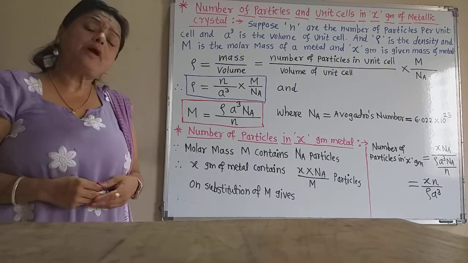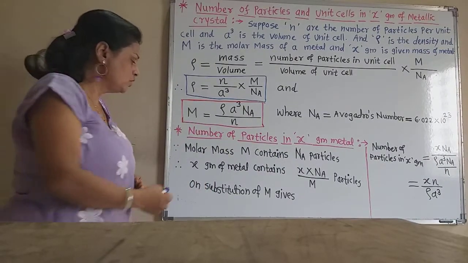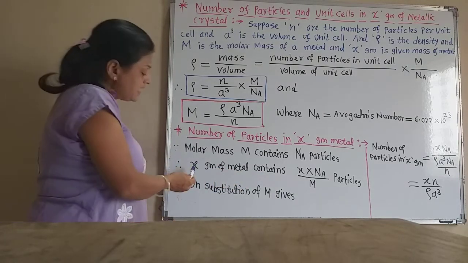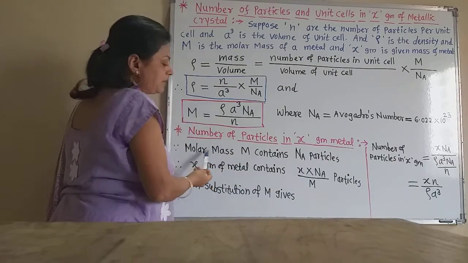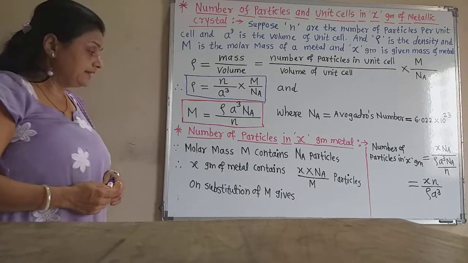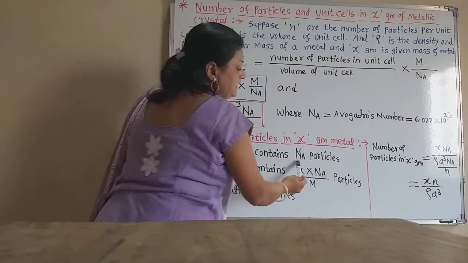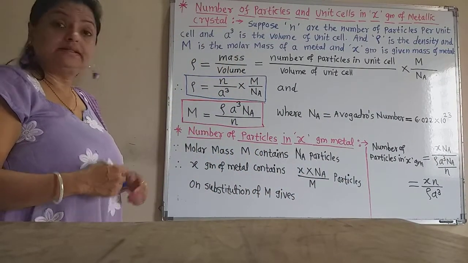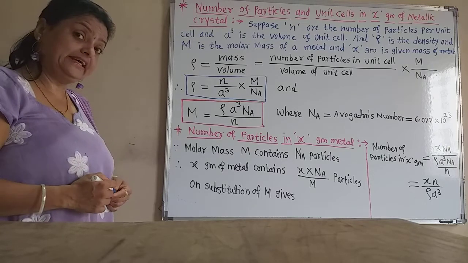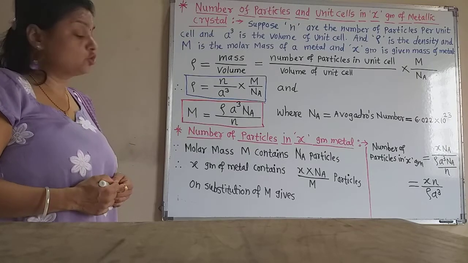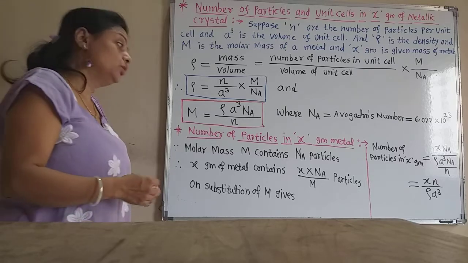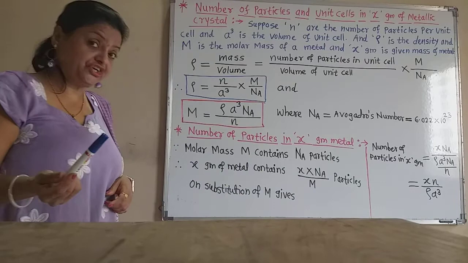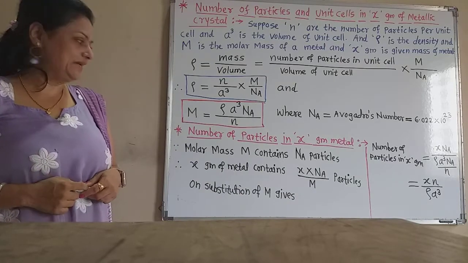Now how much mass is given to us? x gram. So x gram of metal contains how many particles? x into Na divided by molar mass M. That is, x is the weight in gram of that metal, Na is the Avogadro's number, and M is the molar mass. Now these x into Na divided by M particles are present in the x gram of the metal.